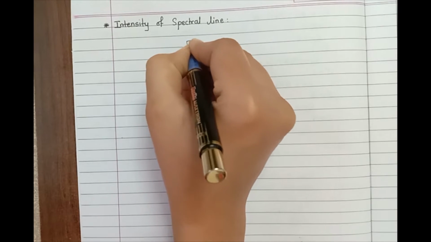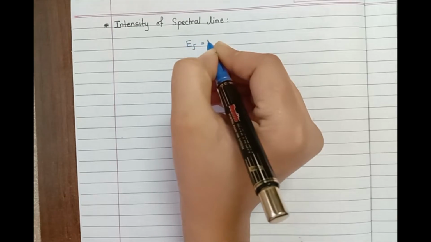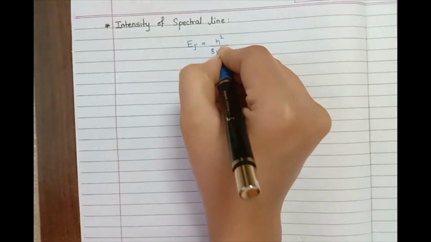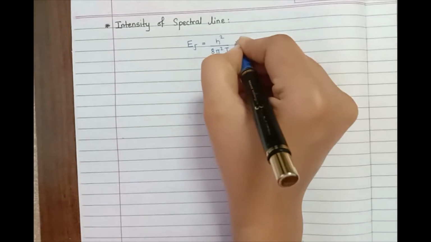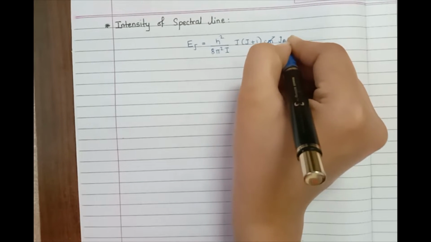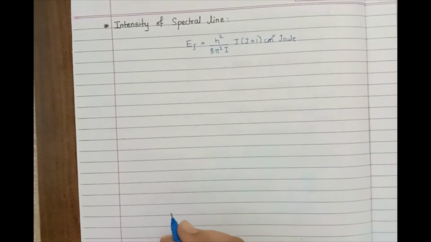Hello students. In the previous lecture we studied how the energy levels are distributed in the rotational energy spectra. We have also studied the formula for energy, that is Ej equal to h square upon 8 pi square I into j into j plus 1 joule. Okay, so this was the formula for the energy.